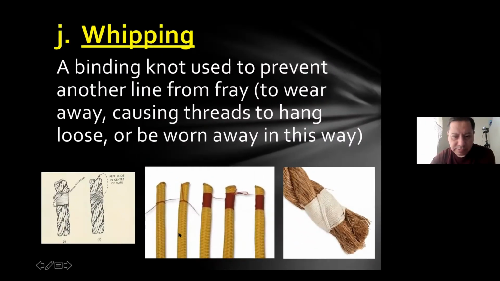Whipping. Whipping is when you want to secure the tip or the end of a rope so that the threads don't become loose. Okay, so what you do is you tie a whip around it, like you see here. Okay, and we're gonna take a look at that right now.